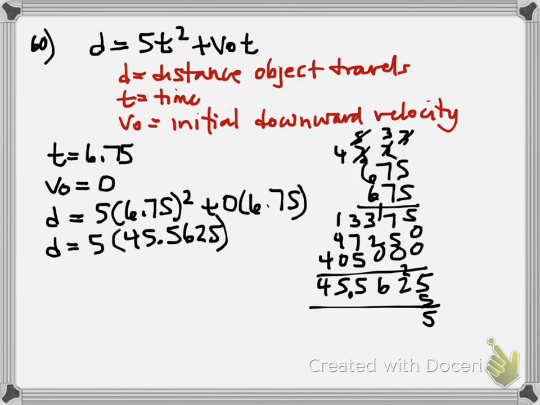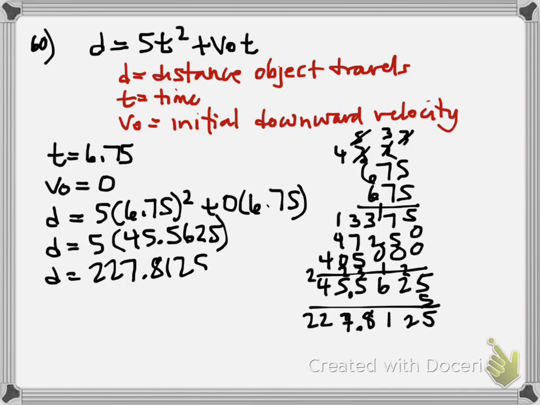We get 25, 10 and 2 is 12, 30 and 1 is 31, 25 and 3 is 28, 25 and 2 is 27, and then we've got 20 and 2 is 22, and again we had 1, 2, 3, 4 digits after the decimal point. So doing all the calculations, we get 227.8125. Now, the question said, about.